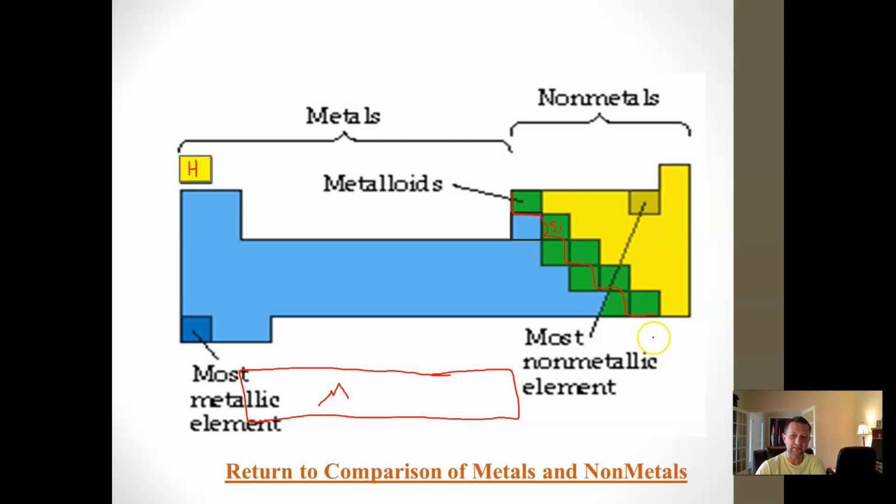Everything along that staircase follows that same pattern. Okay? There's one exception to that. It's right here. You see it's still that light blue color. There's one element on the staircase that is not a metalloid, and that's aluminum. Okay? So two exceptions. One is hydrogen, not a metal. It is a nonmetal. And aluminum, not a metalloid. It is a metal. All right?